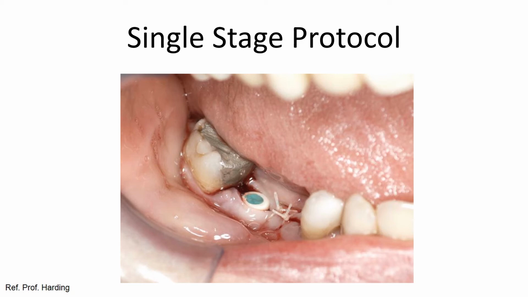Now, the main thing about the single stage protocol is that the implant is not placed into load. This is not the same as immediate loading. There's no crown on top, and the implant is well out of the occlusion. So it's called a single stage protocol or single stage placement, because we don't intend to go back and do a second stage to uncover it. So it's pretty well a normal protocol with a slight modification.